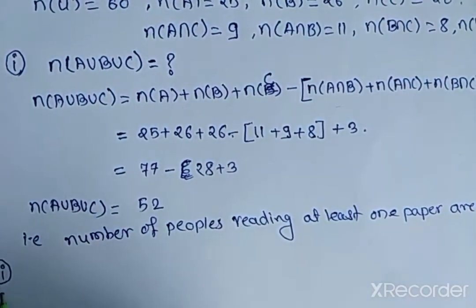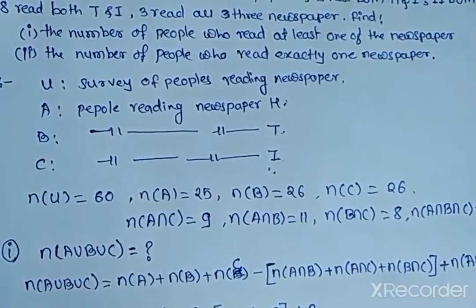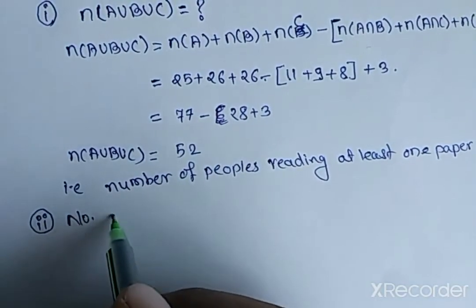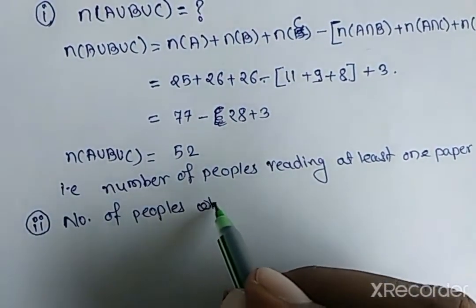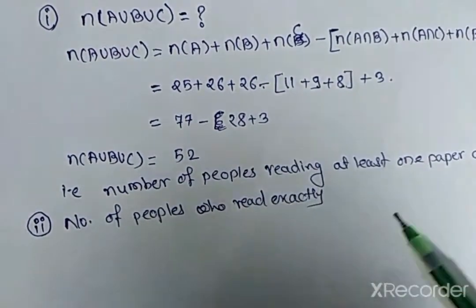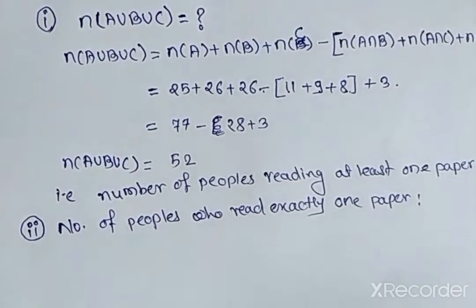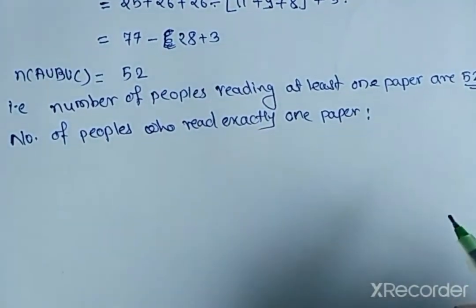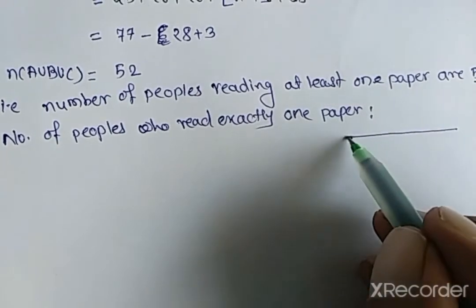Okay, next, second, we have to find the number of people who read exactly one newspaper. We have to find the number of people who read exactly one paper. So we solve this by Venn diagram, with the help of a Venn diagram. So here the Venn diagram will be for three sets.